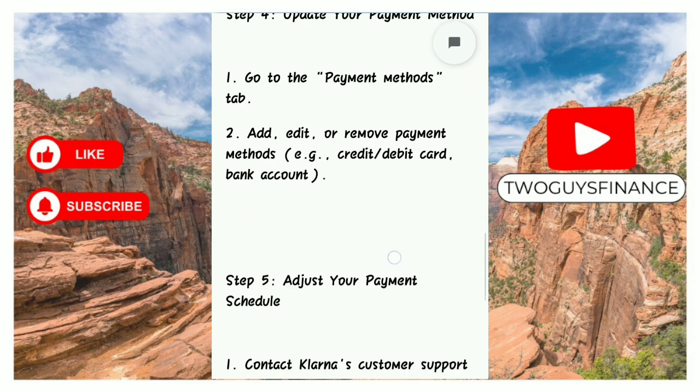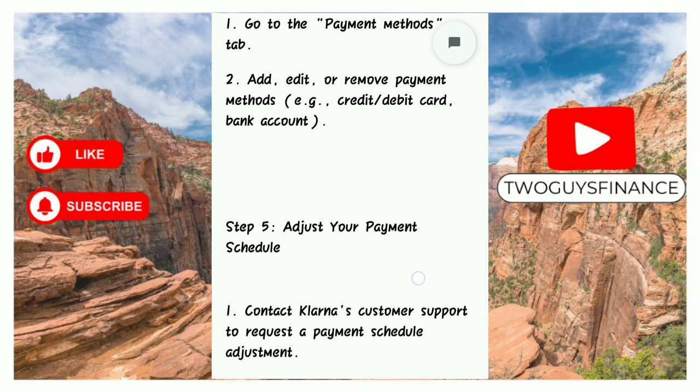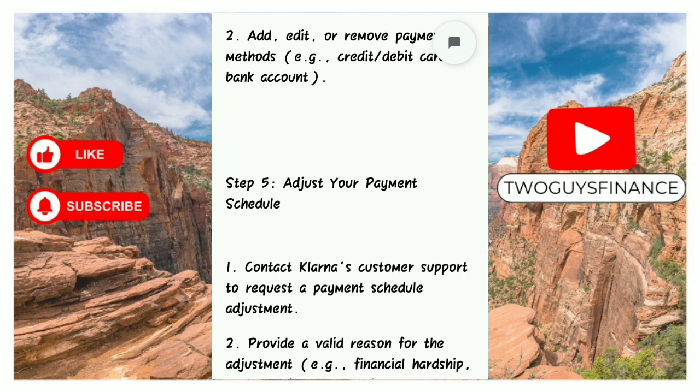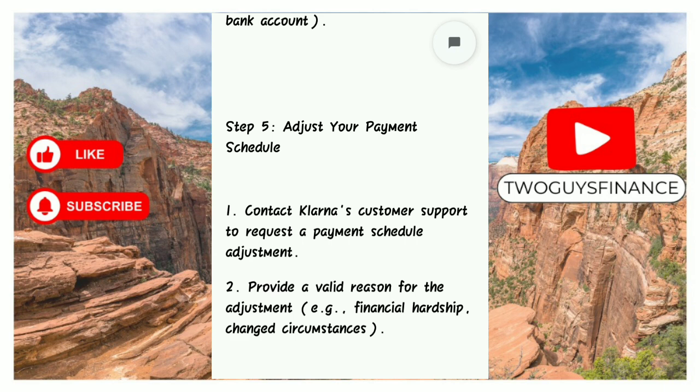Now the fifth step, of course, is to adjust your payment schedule. So you can just contact Klarna's customer support to request a payment schedule adjustment. You're gonna need to provide a valid reason for this adjustment. It could be facing some financial hardship, or there's a change in circumstances or whatever. Just explain that to the customer support service, and they're gonna help you to adjust your payment schedule.